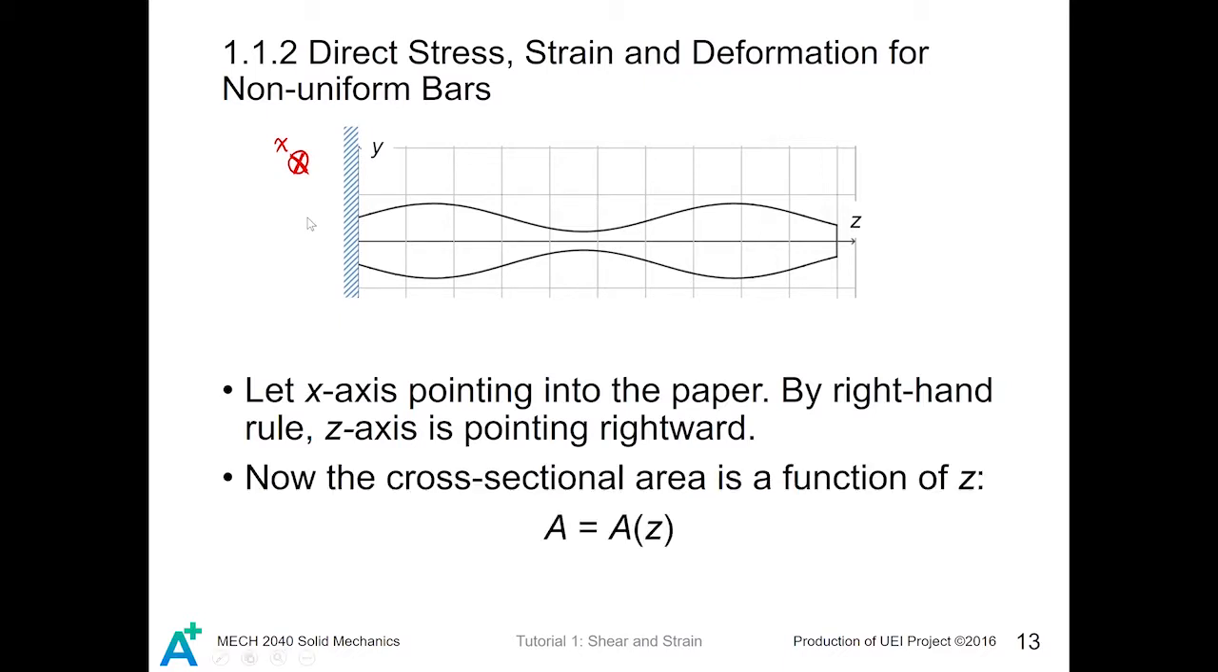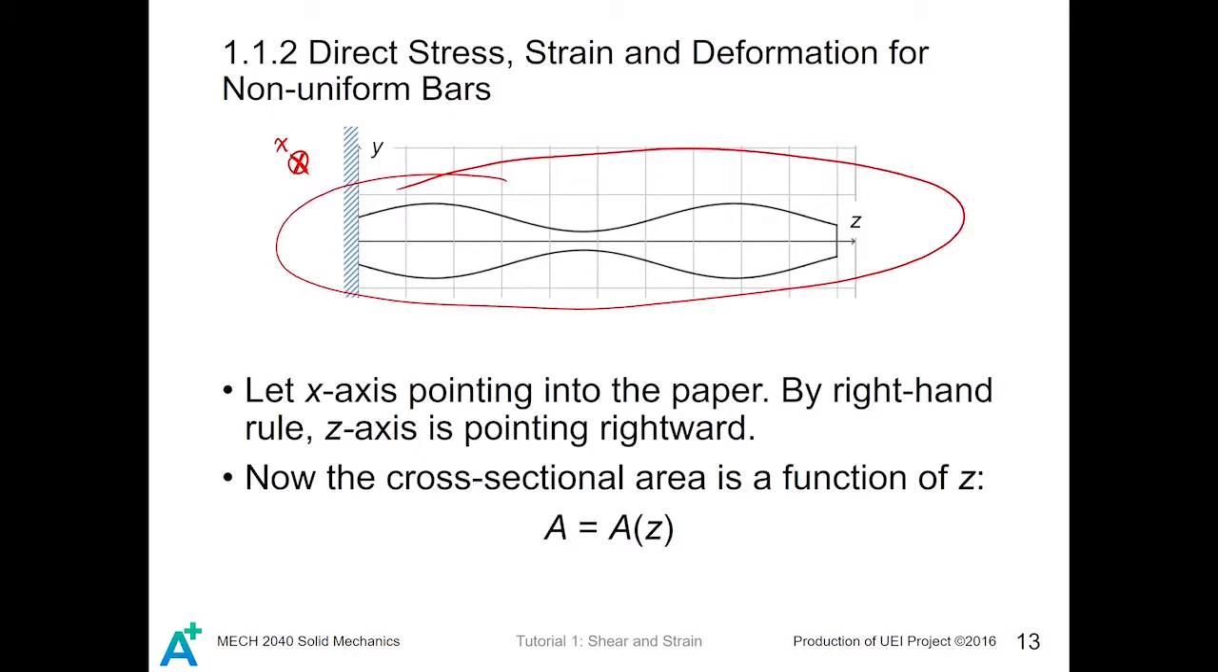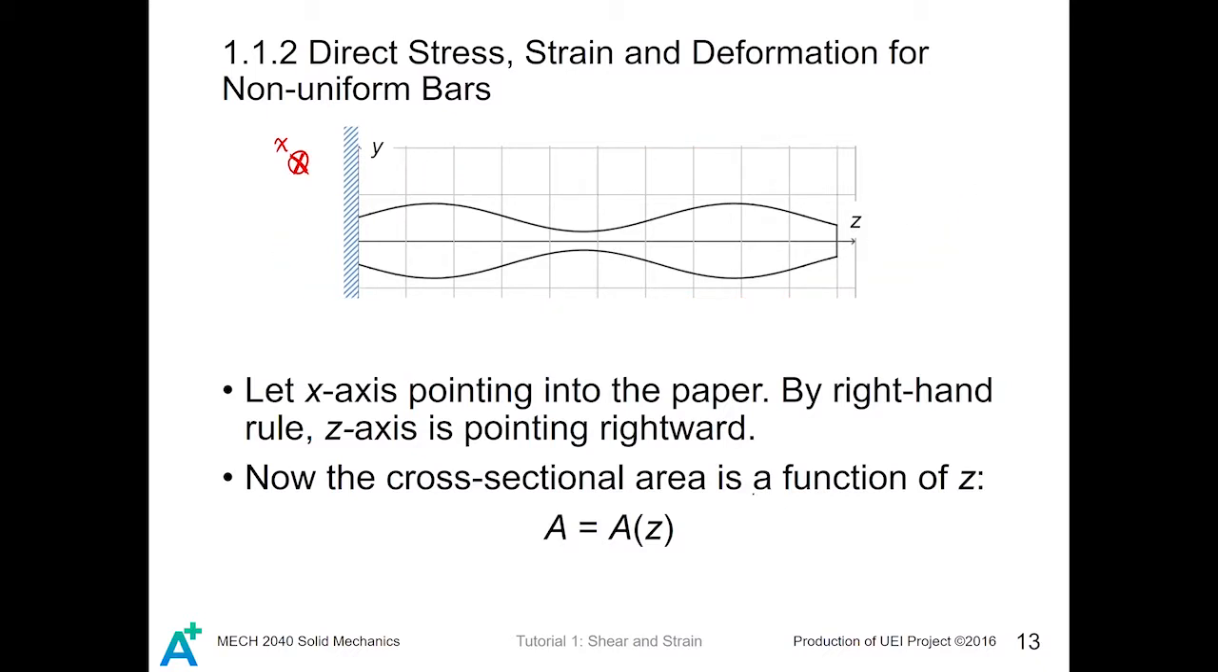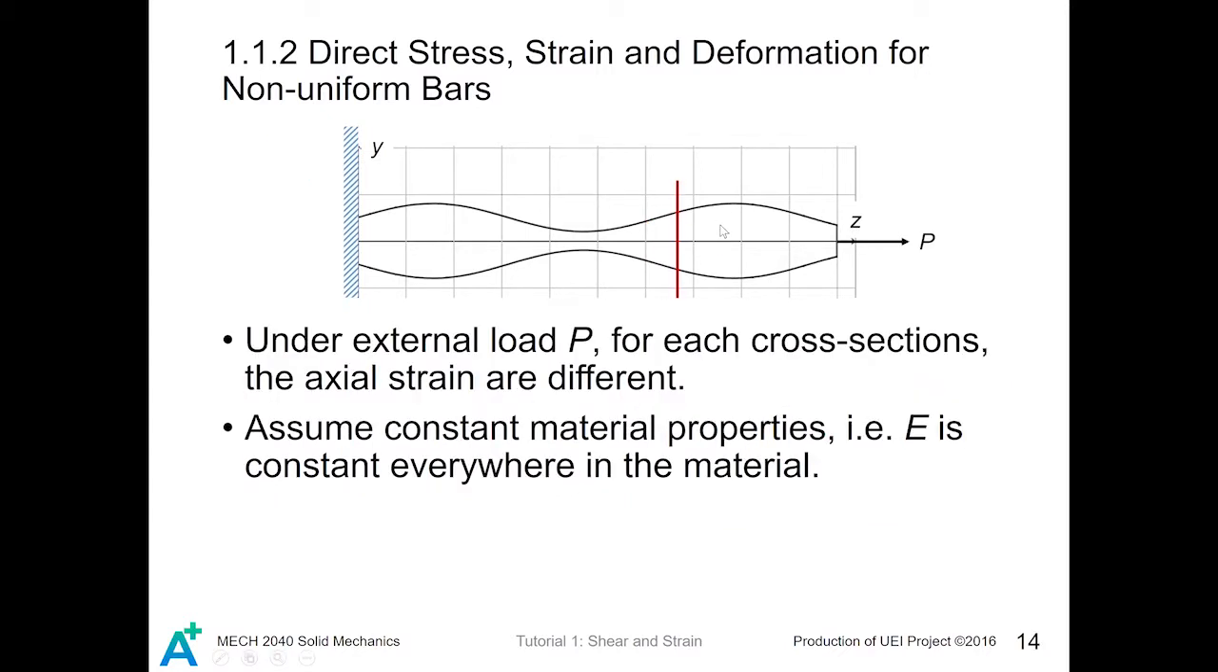Now, at least we know that it is a non-uniform bar. That means the cross-sectional area of this bar is no longer a constant. It will become a function of z. So A is A(z). Under external load P, for every position of this beam, the axial strain will be different.